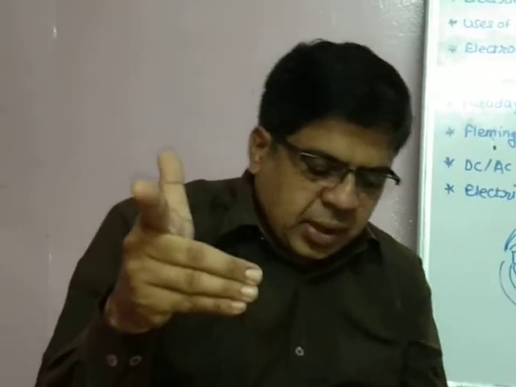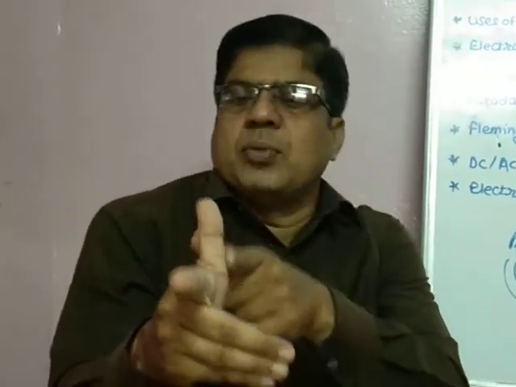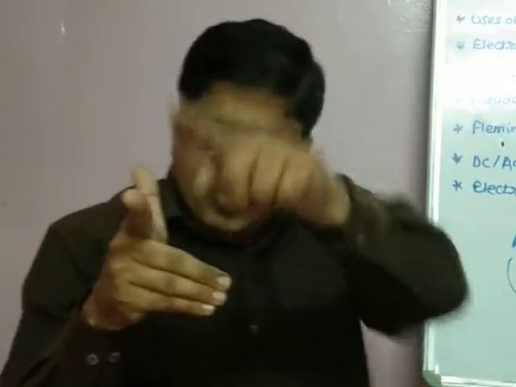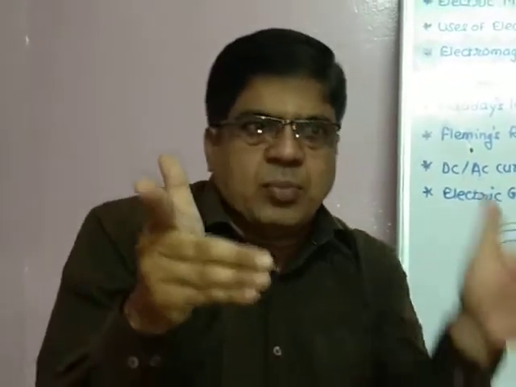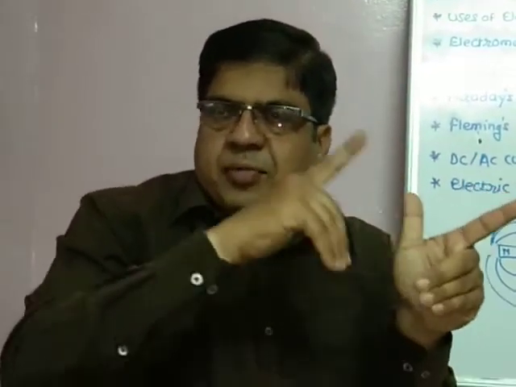What is Fleming's right hand rule? When we stretch the right hand fingers so that all are perpendicular to each other, then the thumb indicates the direction of the motion. The direction in which the conductor is moving is shown by the thumb. The index finger shows the direction of the magnetic field, and the middle finger shows the direction of the induced current. Okay, don't be confused. Fleming's left hand rule is different and Fleming's right hand rule is different.